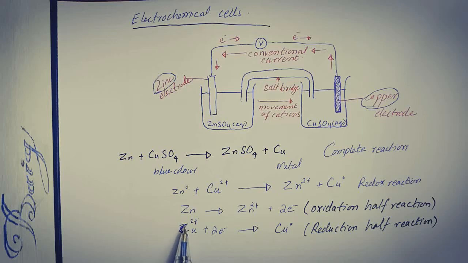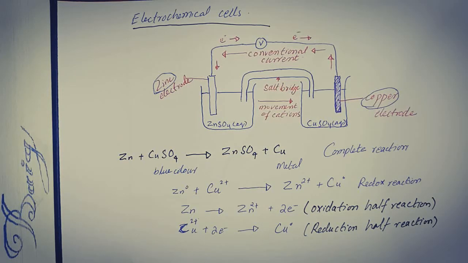The first one is the oxidation half reaction, in which zinc metal is oxidized to zinc ion with loss of 2 electrons, whereas copper ions are reduced by gain of 2 electrons. So this complete redox reaction is the sum of these two reactions.